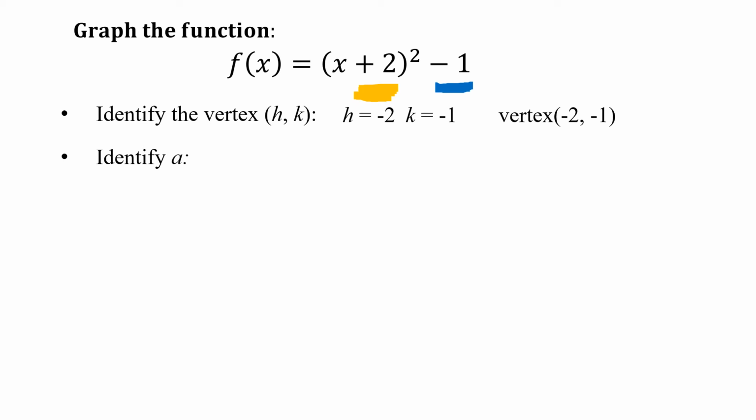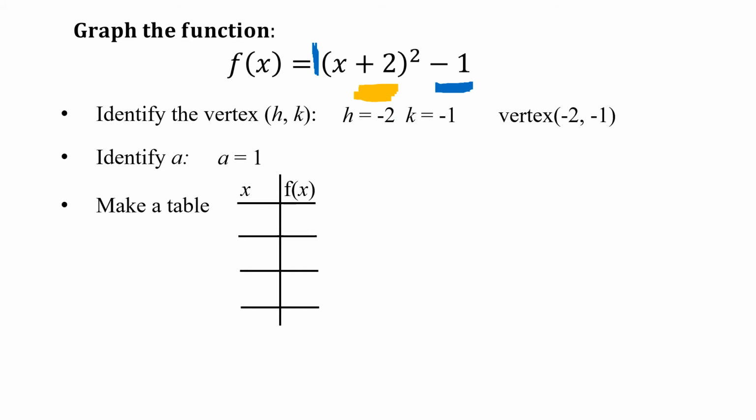Now we need to also identify a. And since there is no number outside of the parentheses, it is understood to be a 1. So you might want to put a 1 there to remind you of that value. So a is equal to 1. We'll use that in a few minutes.